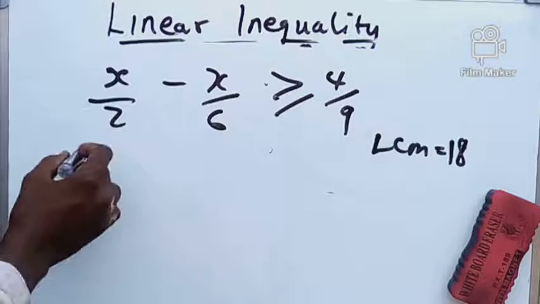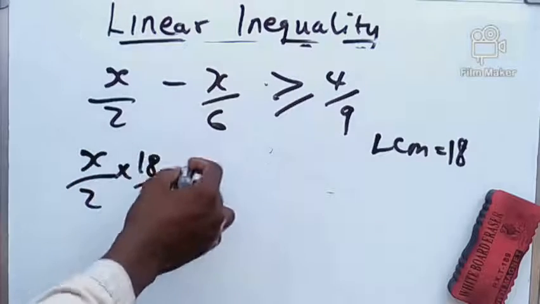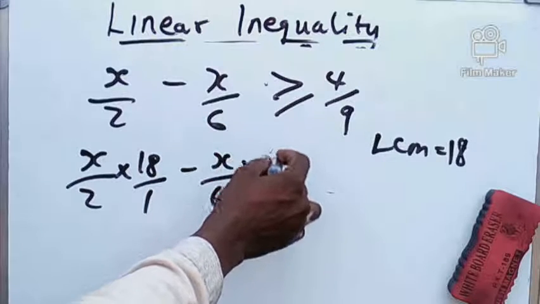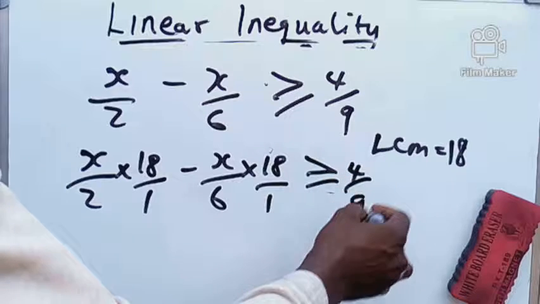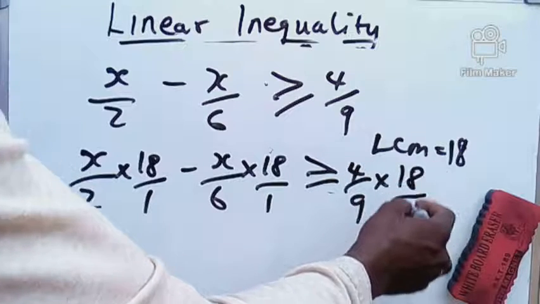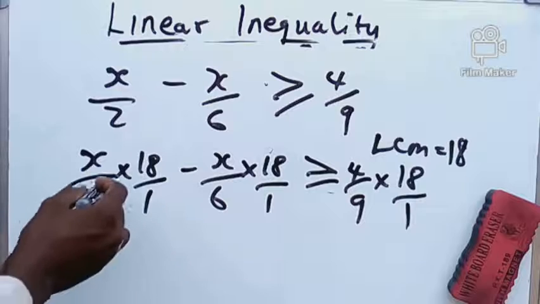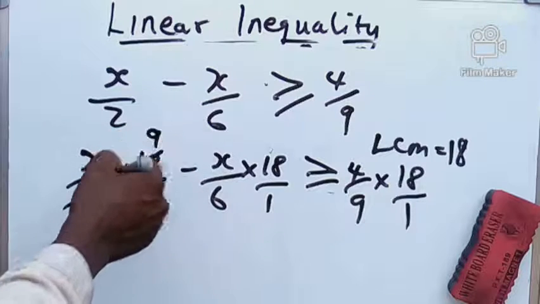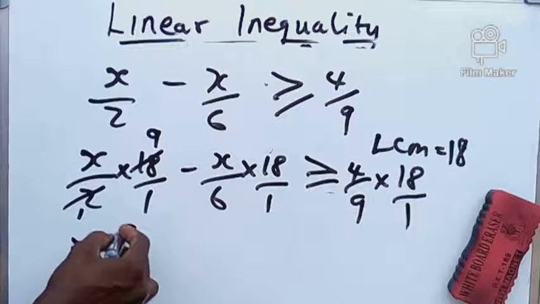So we take the first fraction, x over 2, multiplied by the LCM over 1, minus x over 6 multiplied by the LCM over 1, is greater than or equal to 4 over 9 multiplied by the LCM over 1. So we go ahead and simplify. To simplify this, 2 can go into 18. How many times? 9 times. So you now have 2 here, 1, 2 into 18, 9. 9 times x will give what?